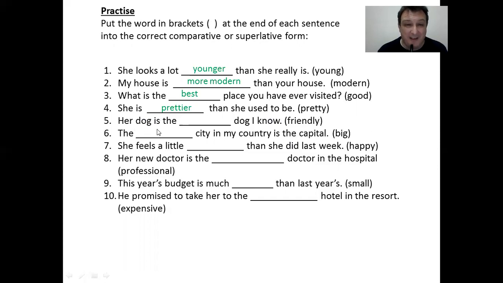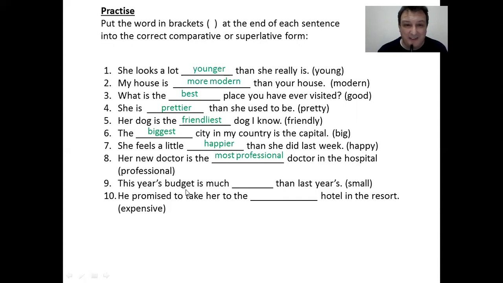Okay. Number five, her dog is the friendliest dog I know. The city in my country is the capital. Well, we're talking about one city comparing with everything, the biggest city. Number seven, she feels a little something than she did last week. So it's comparing. We have than, so we need happy, happier. Her new doctor is the doctor in the hospital. Again, we have the, this time professional is a big adjective. So we need to say the most professional.